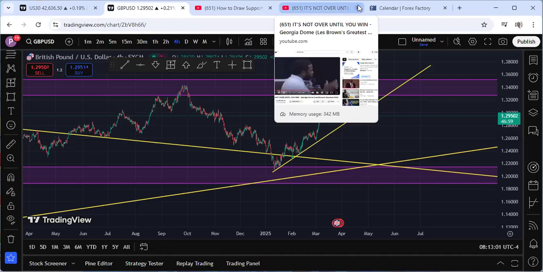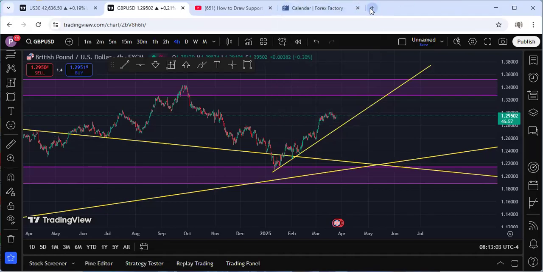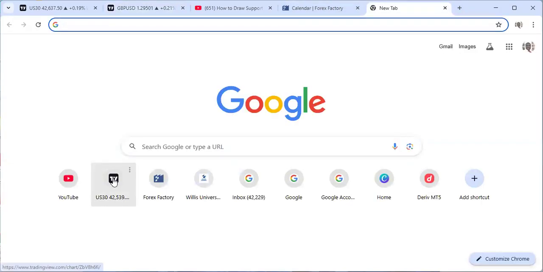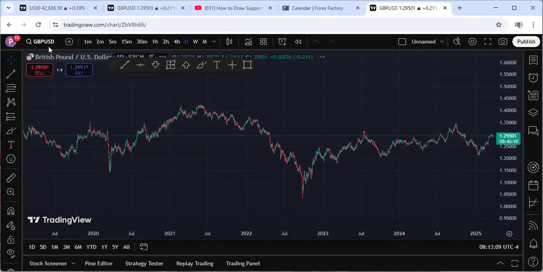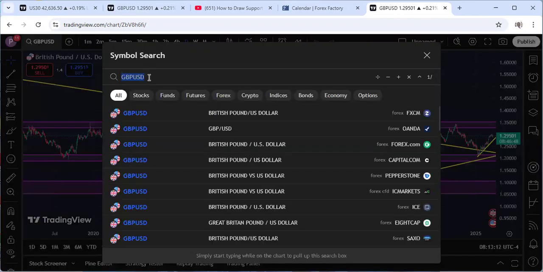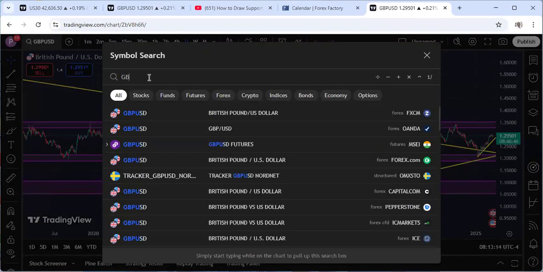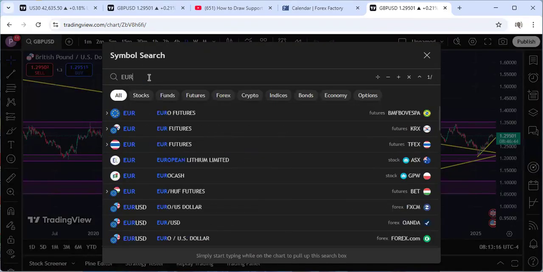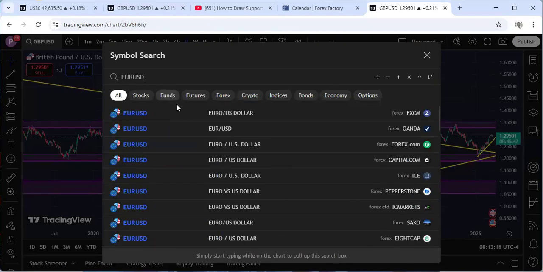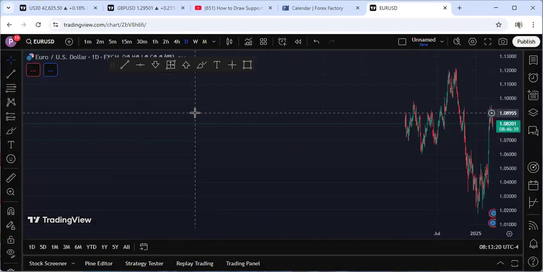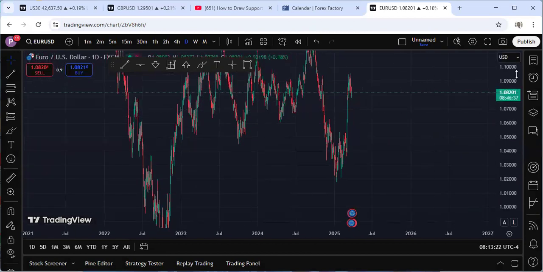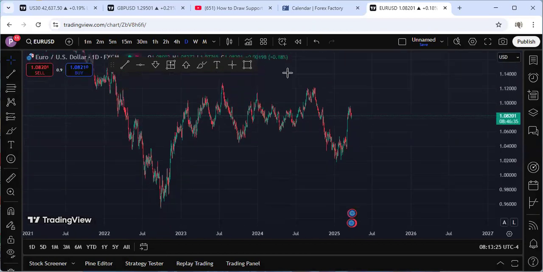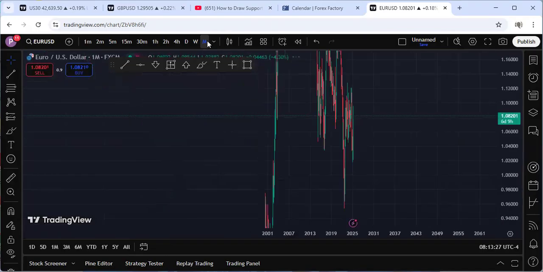So let's go to another pair. I'll open my TradingView. Let me use Euro USD. Euro USD is also one of my favorites. All right, so first, let's start with the monthly time frame.